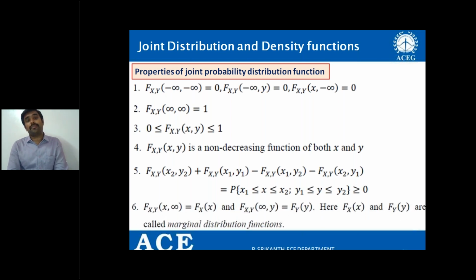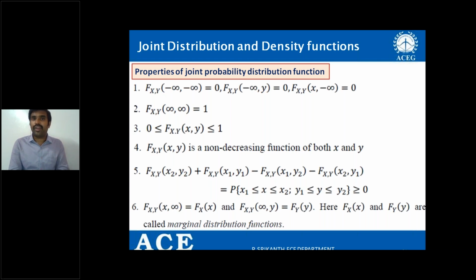Now, the last property is about the marginal distribution function. Anyway, we are going to see the marginal distribution function again in the coming topics. However, we are discussing the properties of the distribution function. We can also consider this marginal distribution function as one of the properties of the joint distribution function. And what is the marginal distribution function?